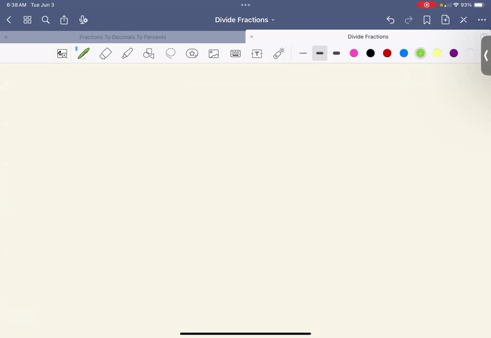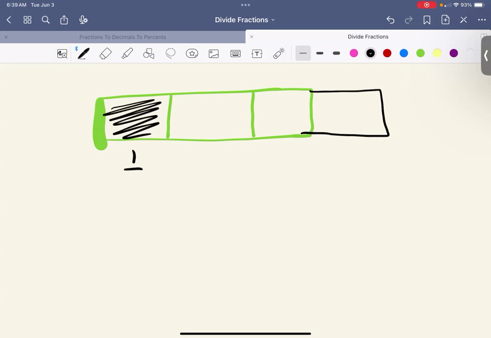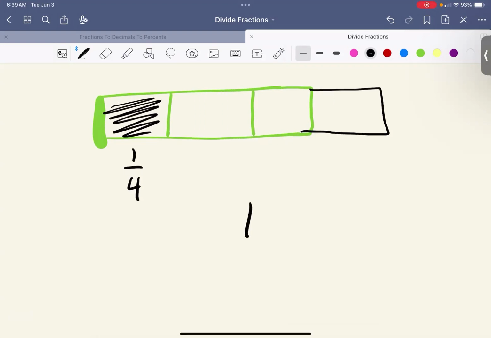Today we're going to learn how to divide a fraction by a whole number and by another fraction. Let's say we have this fraction, so we have 1/4. This is 1/4 here. And I want to divide 1/4 by 2.